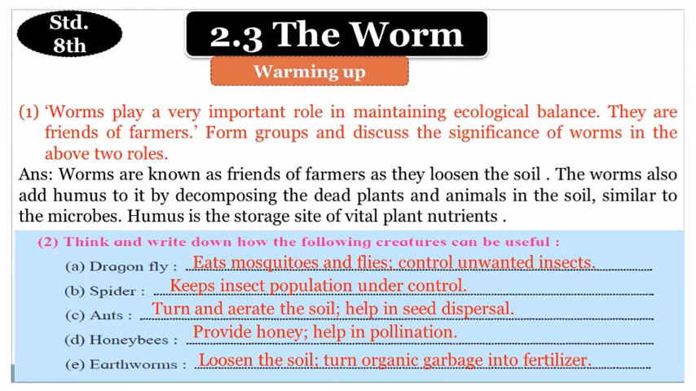Second, think and write down how the following creatures can be useful. Dragonfly: eats mosquitoes and flies, controls unwanted insects. Spider: keeps insect population under control. Ants: turn and aerate the soil, help in seed dispersal. Honeybee: provides honey, helps in pollination. Earthworms: loosen the soil, turn organic garbage into fertilizer.